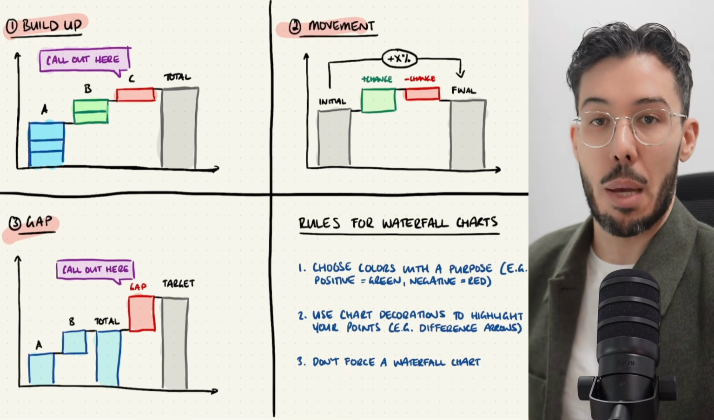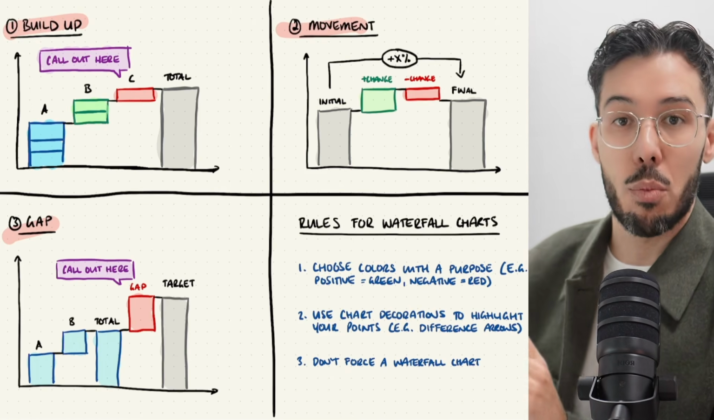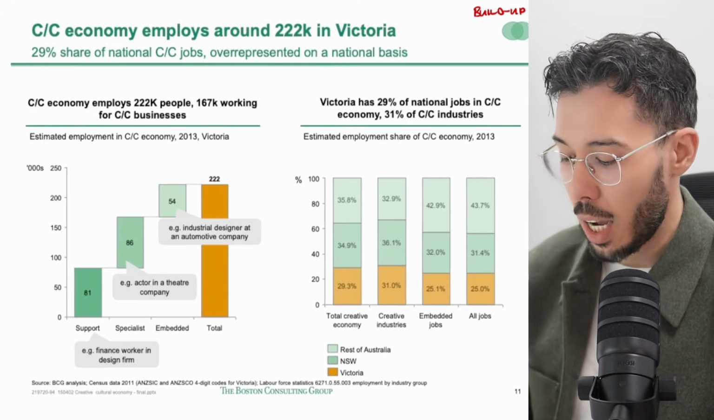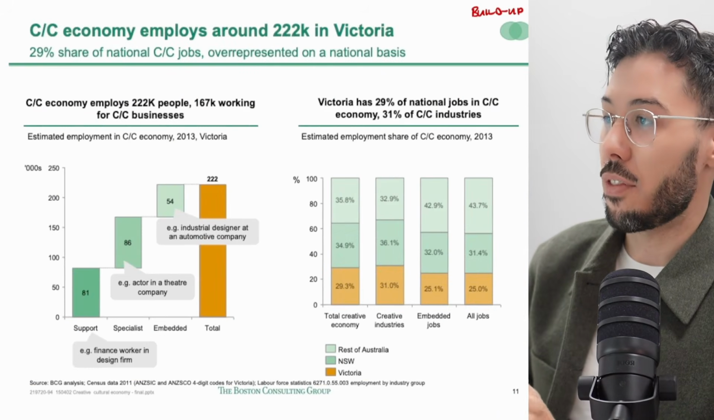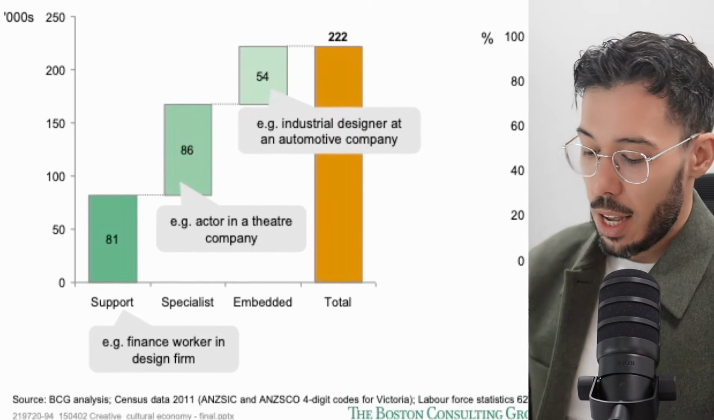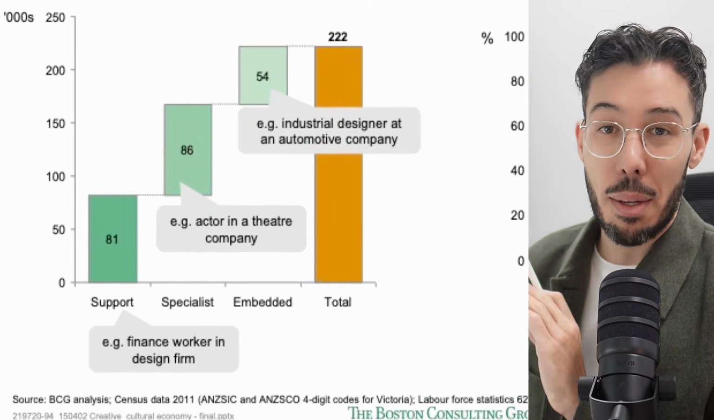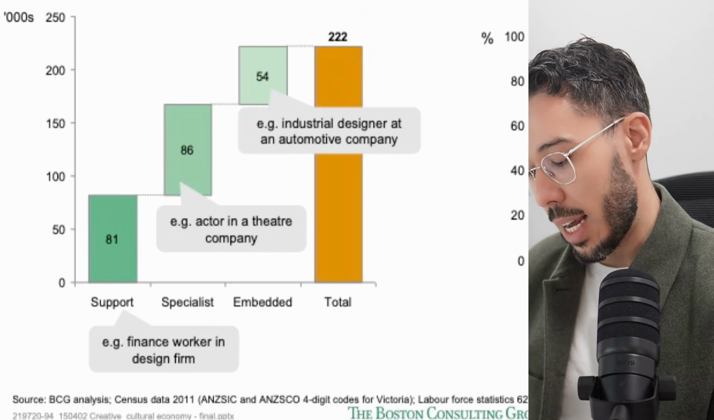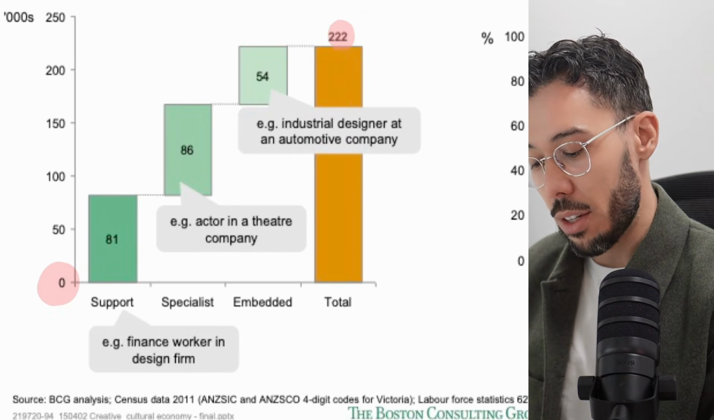Now I'm not going to talk to this page. I'm going to show you some examples from real top consulting firms and we'll break them down. So let's start with build-up. So this slide is from BCG and it has a waterfall chart on the left, as you can see here. Now this waterfall chart, as I said, is a build-up chart. And what that means is it starts at 0 and ends at a total.